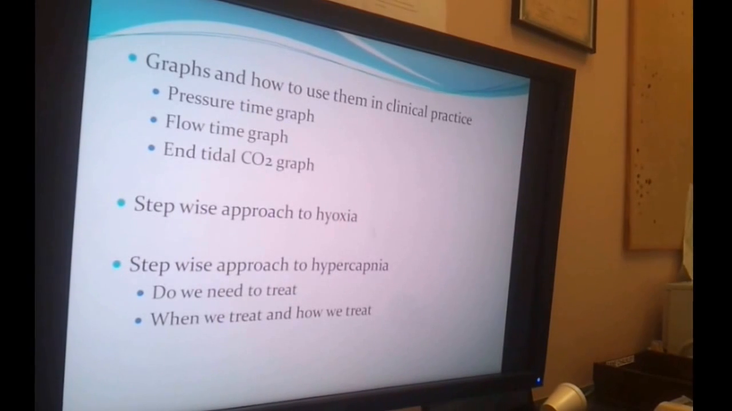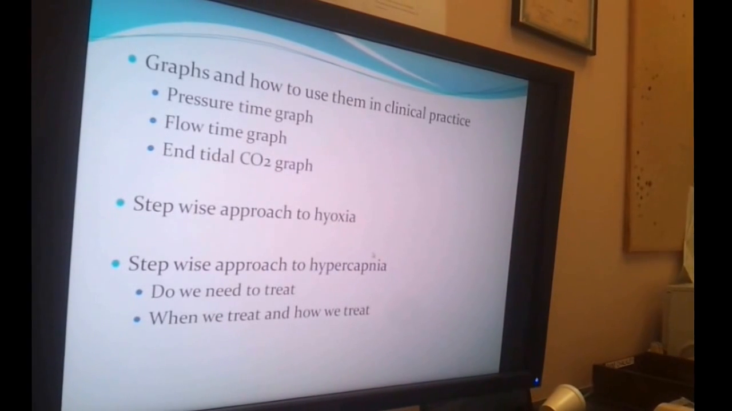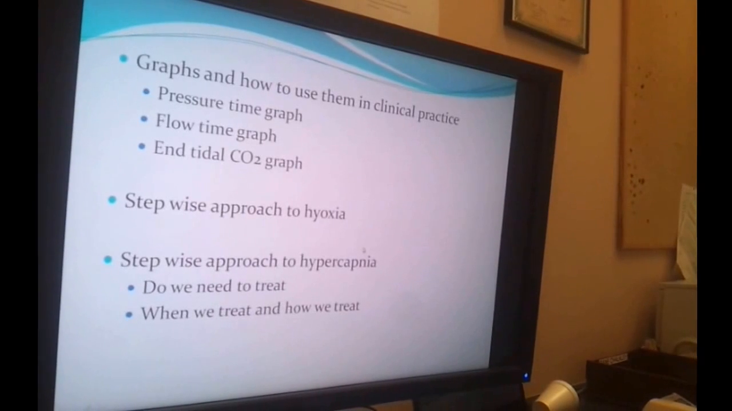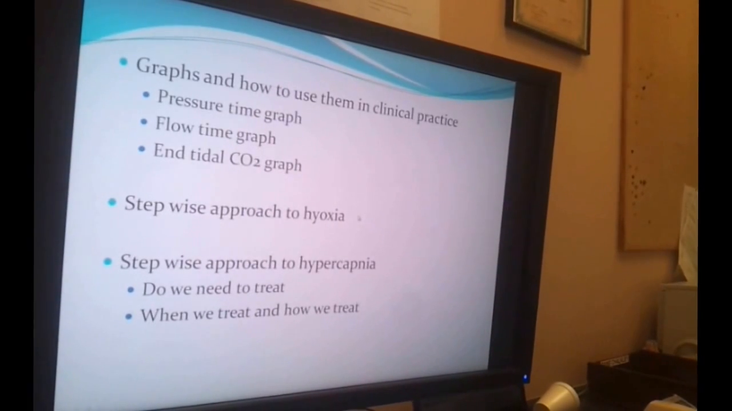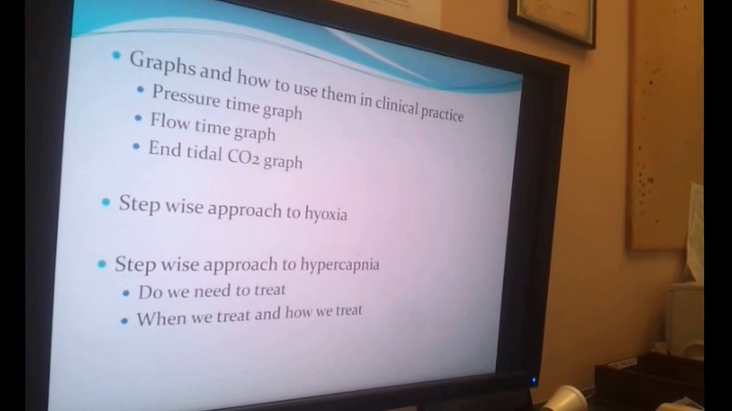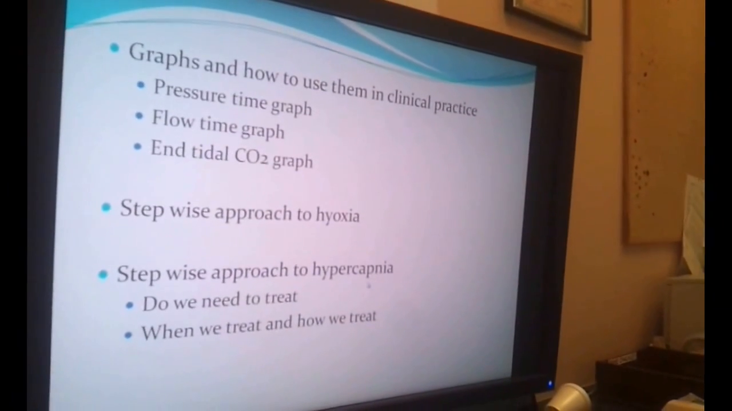Stepwise approach to hypoxia. This is something that one should write down on a piece of paper, what they are going to do stepwise if a patient is hypoxic, either tubed or untubed, and should have separate strategies for both. And stepwise approach to hypercapnia, this we will learn today. This we will resort to another time.